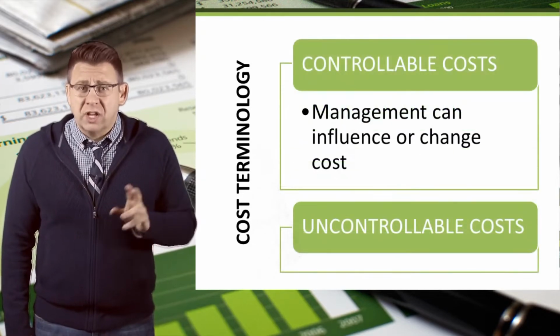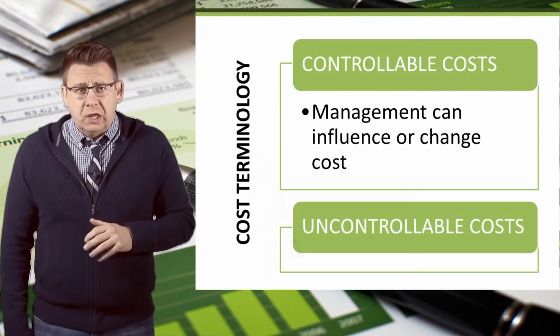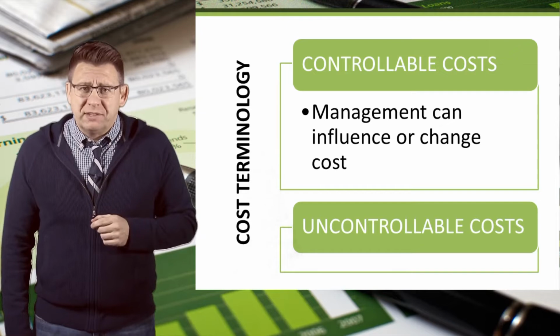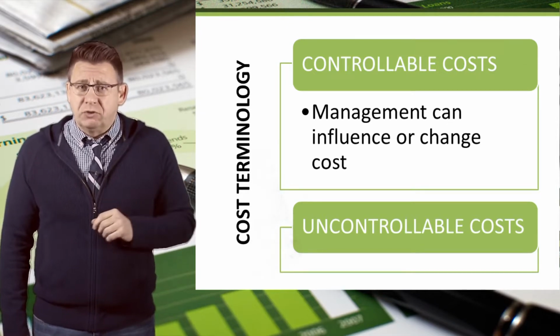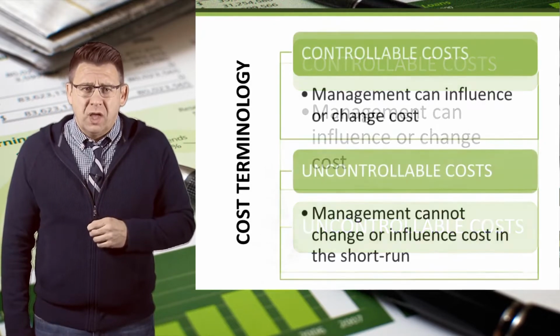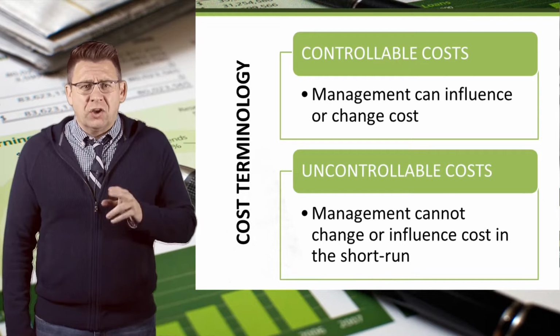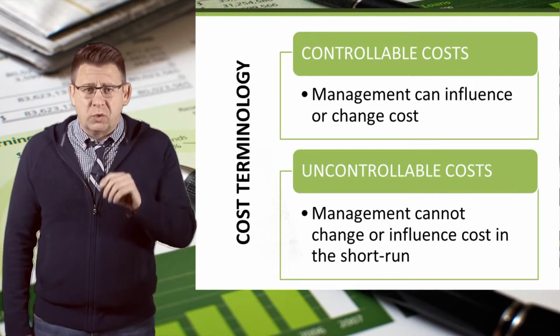Controllable costs are those costs which management can influence or change. An example is salary expense. If expenses are too high, management can reduce the workforce either through layoffs or pay cuts. Uncontrollable costs are those costs which management cannot influence or change in the short run.